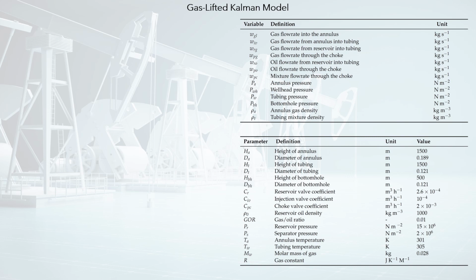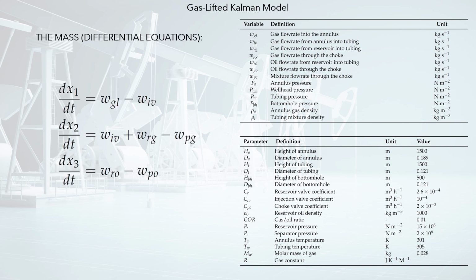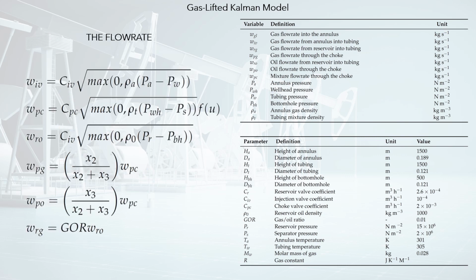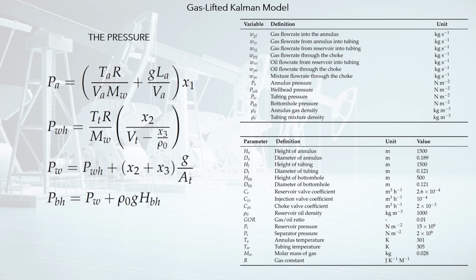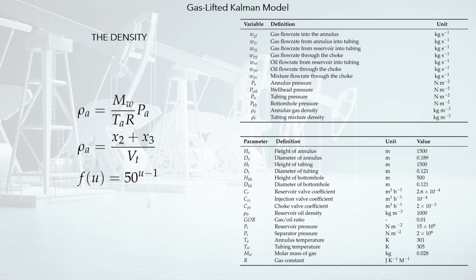The table shows the parameters included in the gas-lifted Kalman model. Below are the equations that are part of the dynamical model that describes the behavior of the system. The mass differential equations are presented in the image. The flow rate equations are presented in the image. The pressure equations are presented in the image. The density equations are presented in the image.